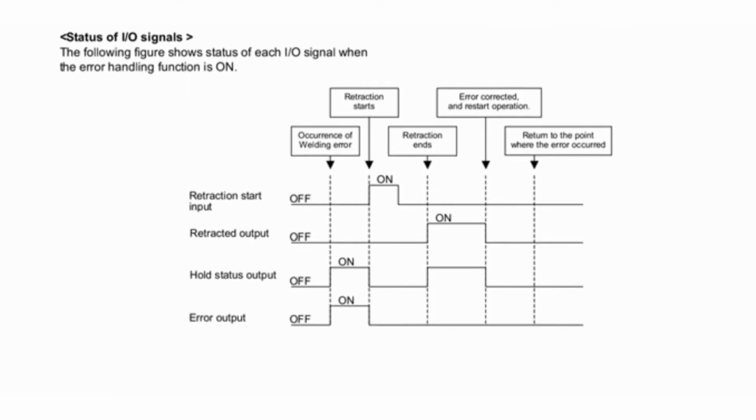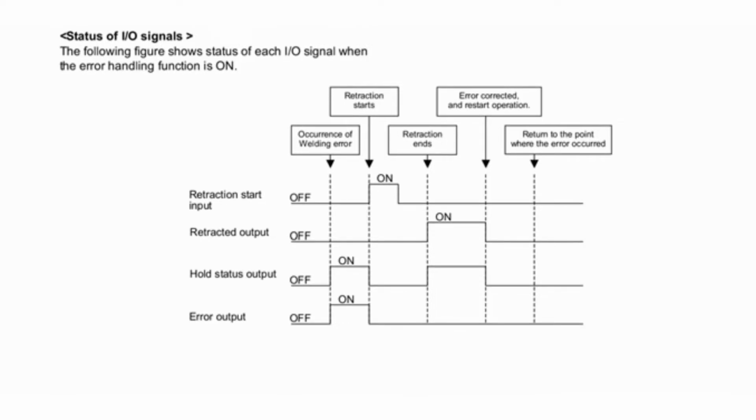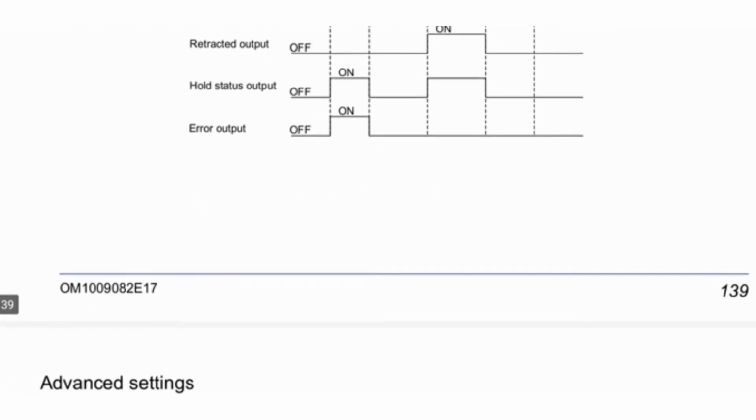Status of input-output signals. The following figure shows status of each input-output signal when the error handling function is on. Here you can see a figure of status of input-output signals. Retraction start input, retracted output, hold status output, error output. Here you can see occurrence of welding error. Retraction starts, retraction ends. Error corrected and restart operation, return to the point where the error occurred.